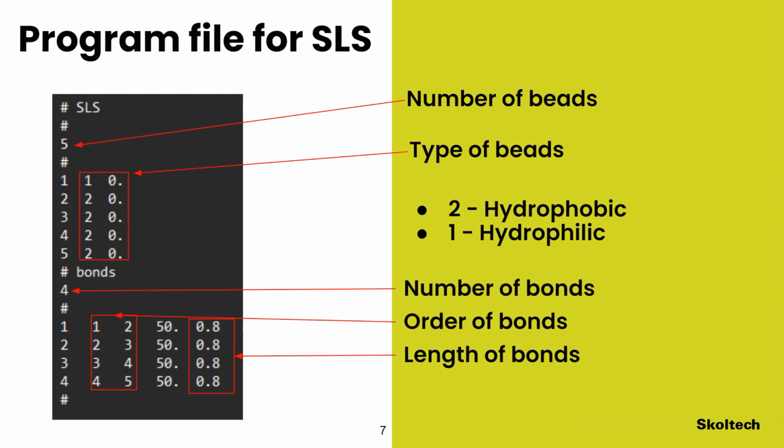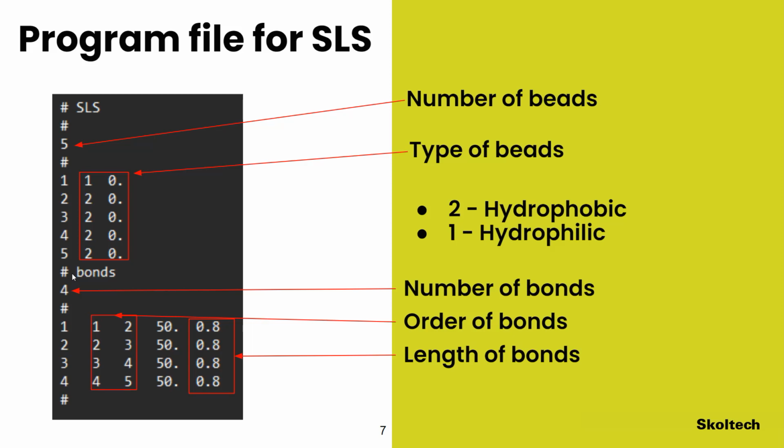So here you can see what the initial program file looks like. Here we can see the name of our surfactant, sodium lauryl sulfate. Here is the number of particles involved in our molecule. The type of particles is just for the program. One means that it's hydrophilic, and two means it's hydrophobic.